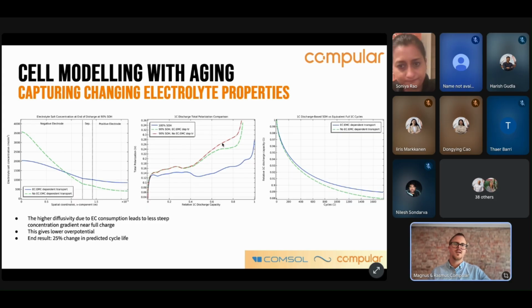don't. And the upshot of this is that when we look at the lifetime of the cell, the predicted lifetime differs by 25%. So if we do include these effects of changing electrolyte composition, then we predict a 25% longer lifetime for this particular cell, which obviously is quite important if you're doing cell design.